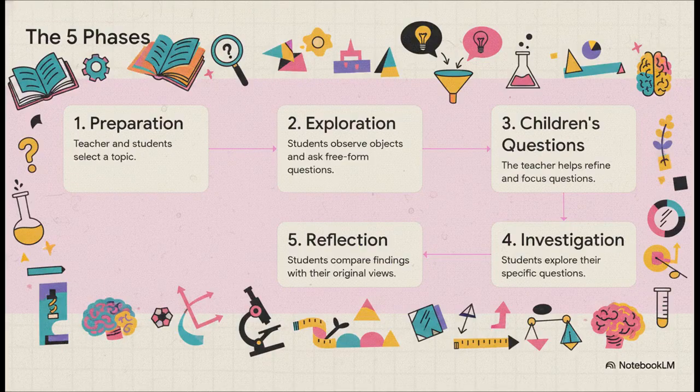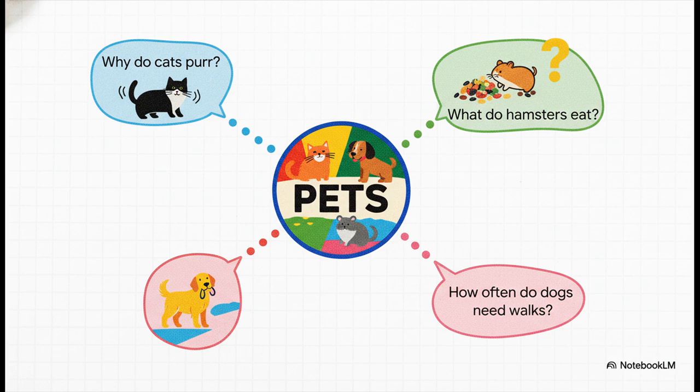So how does this actually work? Well, it rolls out in 5 clear phases. It begins with preparation, where the teacher just picks a broad topic. Then comes exploration, where students get to mess around with materials freely. This is what sparks the children's questions. From there, the teacher helps them focus on their questions, which leads right into the investigation phase. And finally, they all come together for reflection to talk about what they found out. For instance, let's say the topic is pets.